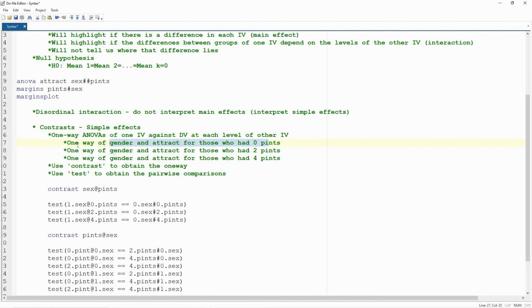Another way of thinking of this is effectively just a t-test. But we're going to call it a one-way Anova because technically that's what we're doing. And then we'll do the same thing, so another one-way of gender and attractiveness for those who had 2 pints. And then one last time for those who had 4 pints. So we'll have 3 separate tests. Now you can use the contrast command to obtain the one-ways all in one go. And you can use test to obtain some pairwise comparisons.